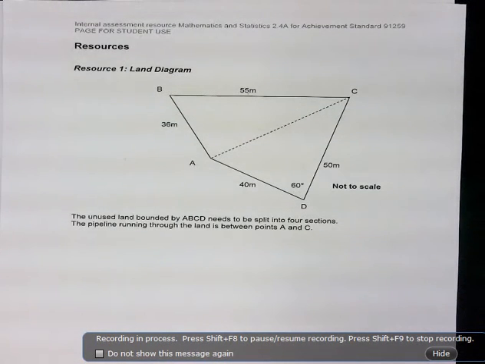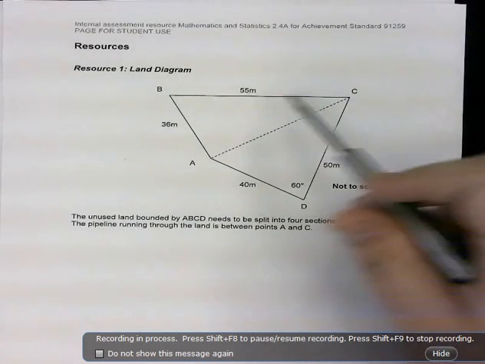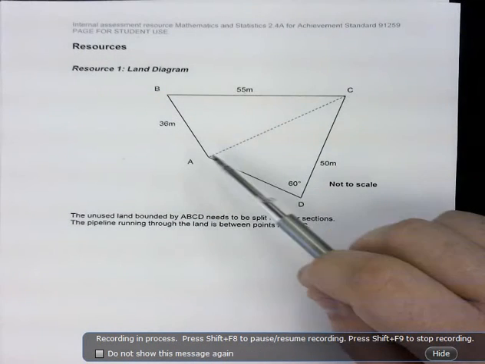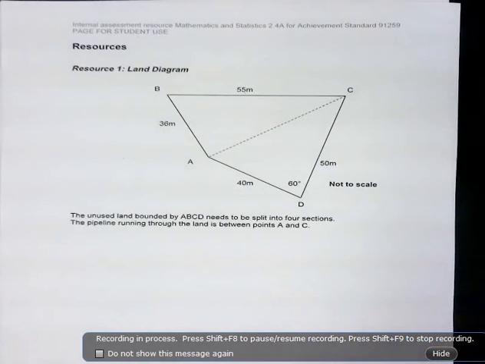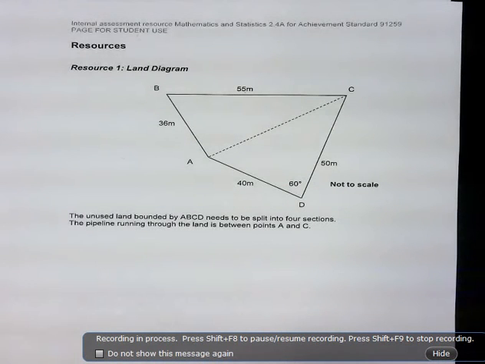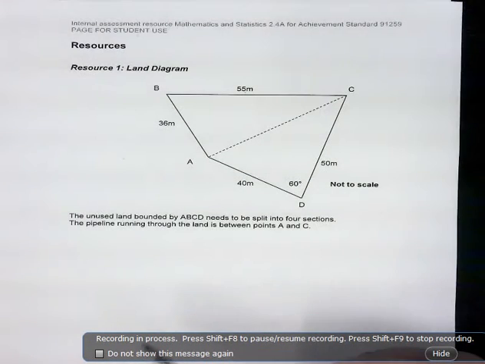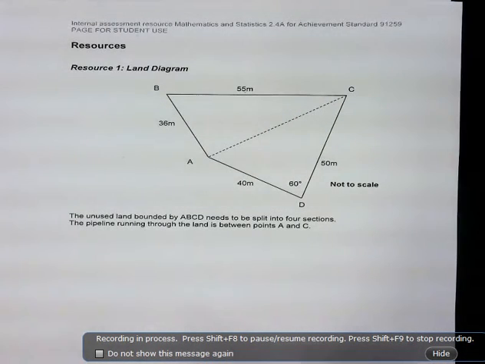Okay, this is the subdivision problem for 2.4. The idea of this is to show that you can divide this area of land, which is divided by a pipeline, into 4 sections, each over 400 meters squared. For excellence, you have to show that you can break it up into 4 sections, each over 400 meters squared, but one of them has to not be a triangle. So we'll show you that at the end.